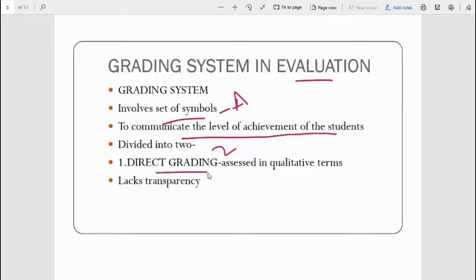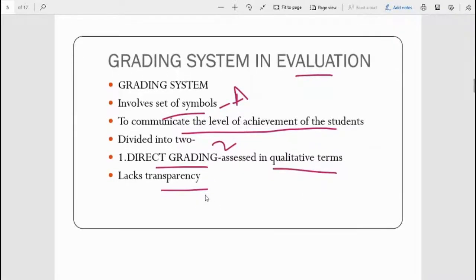The first one is direct grading. Direct grading means assessment in qualitative terms. In qualitative terms, I have talked about qualitative techniques, which include observations, interviews, rating points, cumulative records. All this comes under qualitative techniques, and it is very subjective in nature, because the examiner has to examine on their own perception, on their own liking, whether they like it or not. Say for example, you are going to give an audition for dance. One jury might give you 8 out of 10, another might give you 5 out of 10. So it is subjective. It lacks transparency very much.